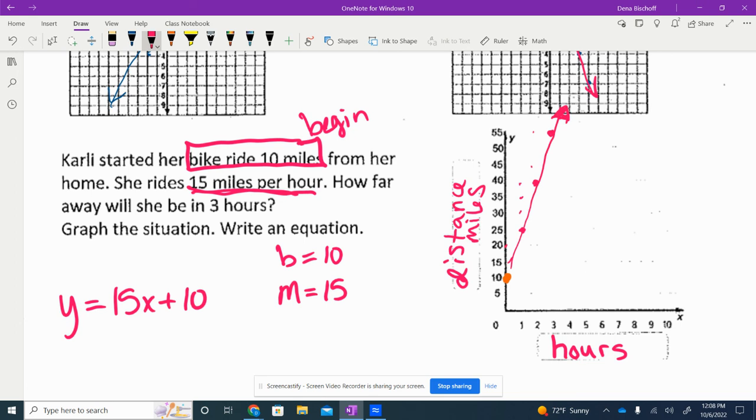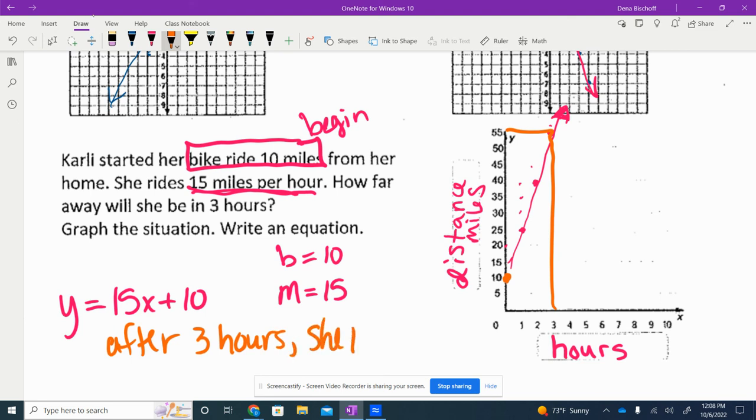And how far away is she from her house after 3 hours? Yeah, this is 3 hours. She's 55 miles away. So after 3 hours, she is 55 miles away. Is there another way you could have figured that out?